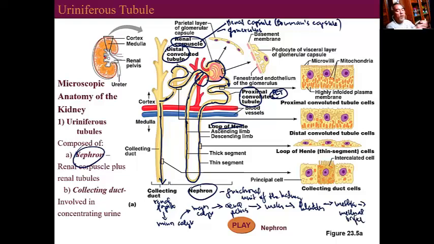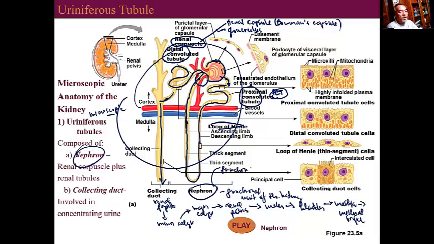Okay, so these are the tubes that we're actually talking about. But remember, the Bowman's capsule, the proximal convoluted tubule, the loop of Henle, and the distal convoluted tubule, these are what we call the nephron, and then it connects to the collecting duct. All these structures that you see here are microscopic. You can only see them under the microscope, but this is how they're configured. So you have all these structures located at what we call the nephron.